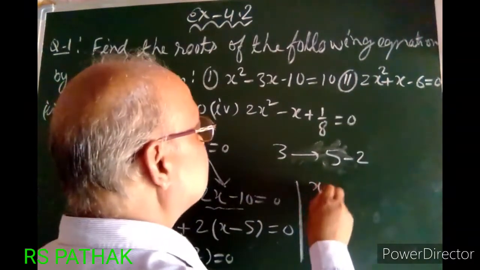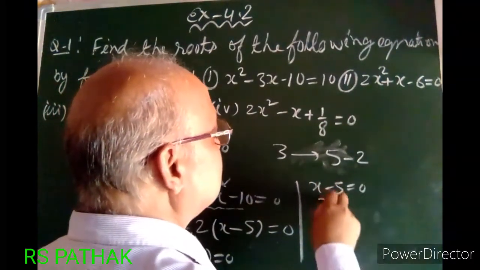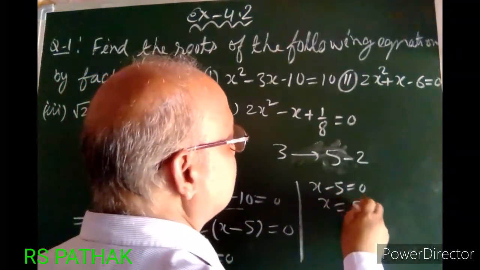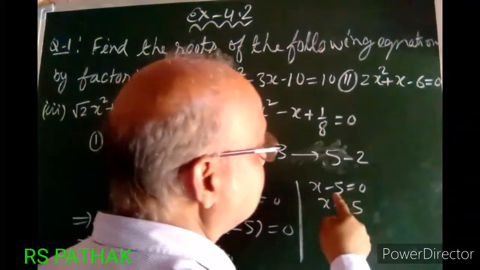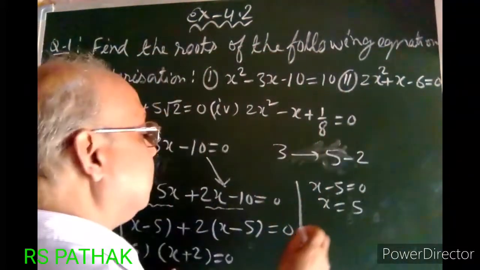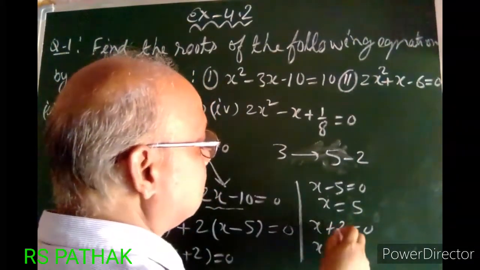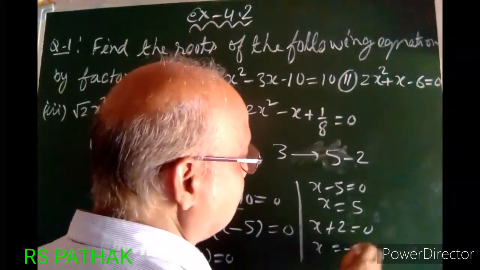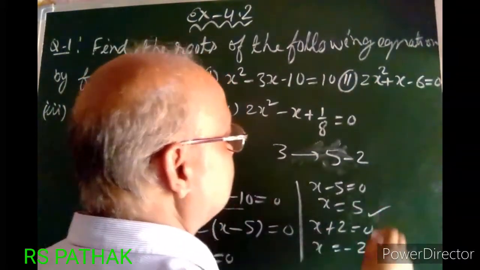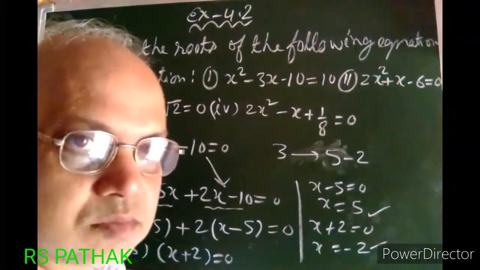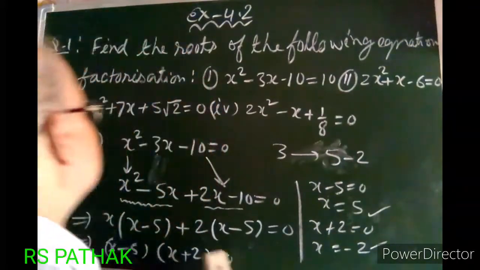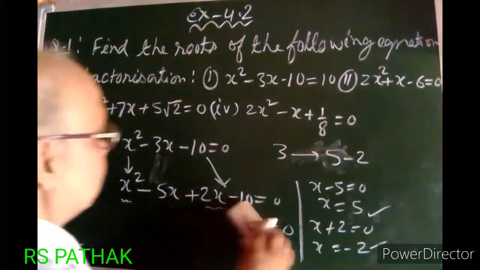Meaning that x minus 5 equal to 0. We will get x equal to 5, as minus 5 will go to this side and become plus. x plus 2 equals 0, x equal to minus 2, as 2 will go to this side and become minus. Then the 1 root, 2 roots. Clear? Now I am going to solve question number 2.